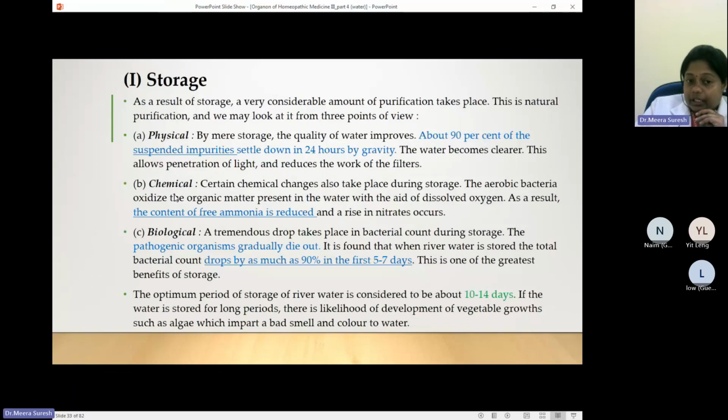The second is happening chemically. Certain chemical changes also take place during storage. The aerobic bacteria oxidize the organic matter present in the water with the aid of dissolved oxygen, what I told you in the previous slide. The aerobic bacteria are bacteria actually, and they are beneficial also. And these bacteria will be breaking down the waste materials.